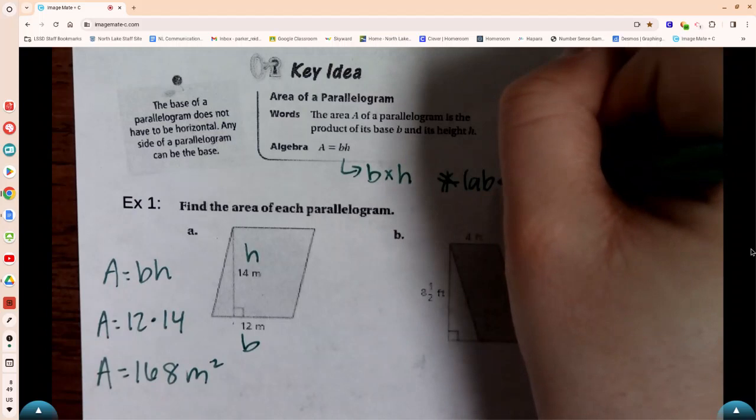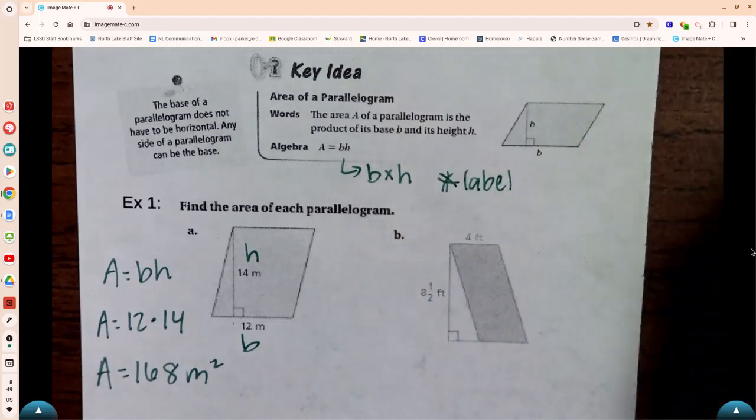Label. Is that how you spell label? Yeah. It's the E before the L, right? Yeah, I think it is.